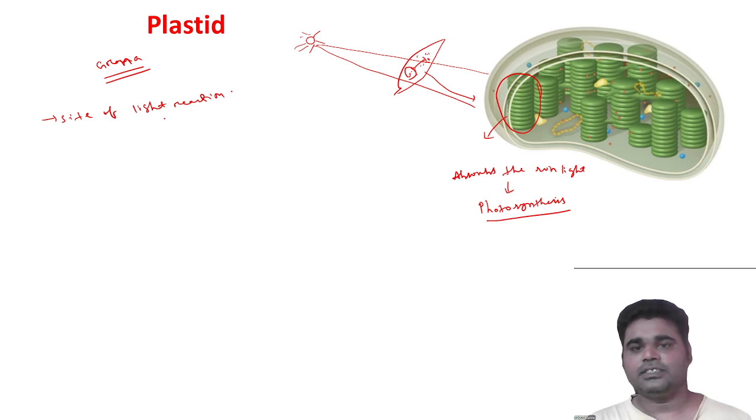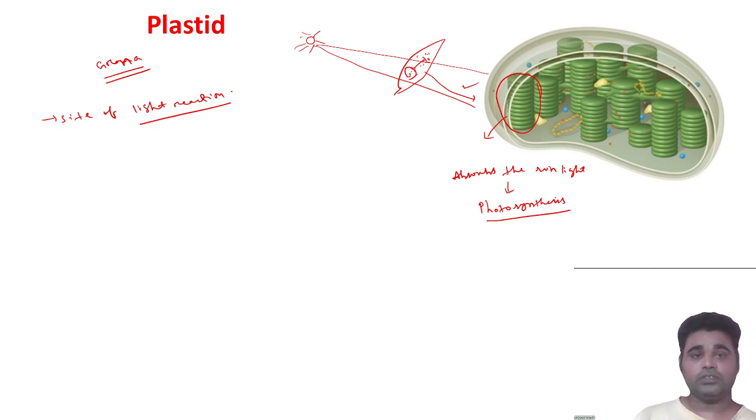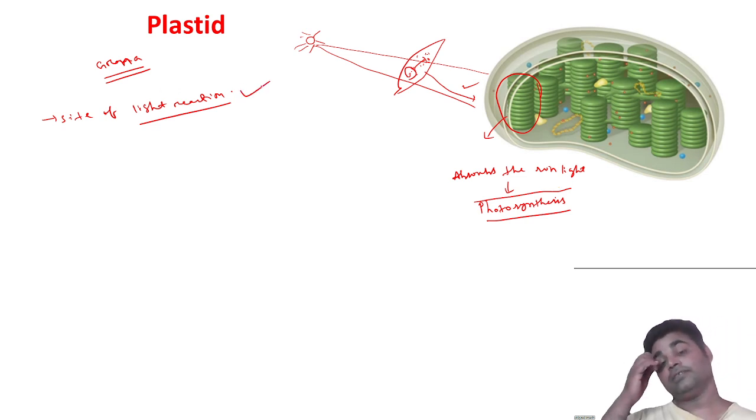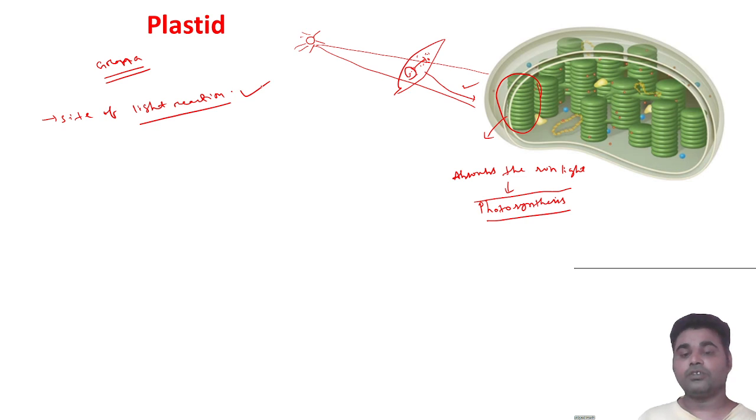Why is it called the site of light reaction? That means in the presence of the light, some reactions are obviously present, and that is called photosynthesis. So that's why, most importantly, the grana is called the site of the light reaction. That means it performs the photosynthesis.